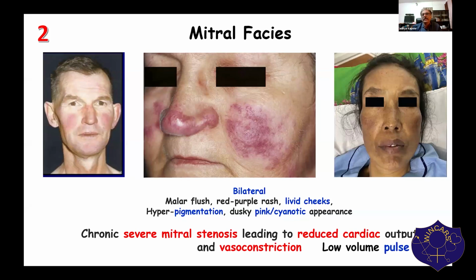So not many books say that low volume pulse is a sign of severe MS, but in severe MS it can happen, low volume pulse. But by and large, it is not considered as a sign of severe MS. Only when the cardiac output reduces, pulse will be low volume.